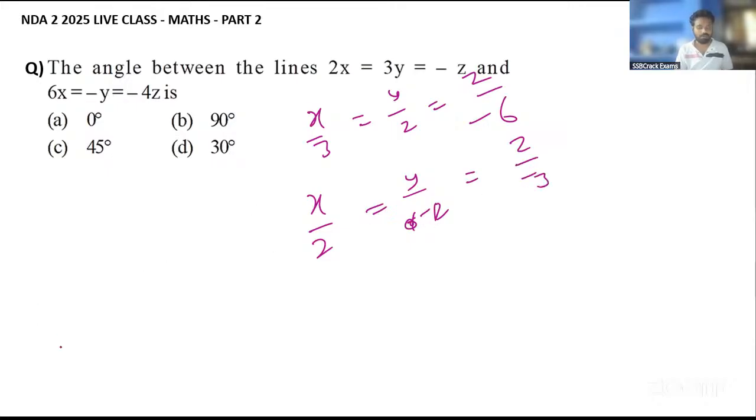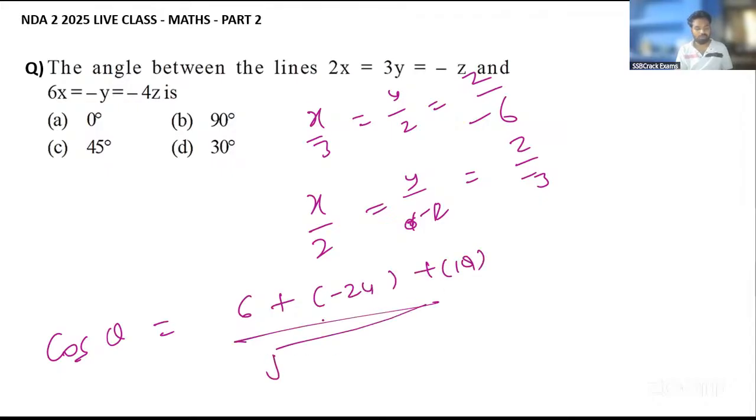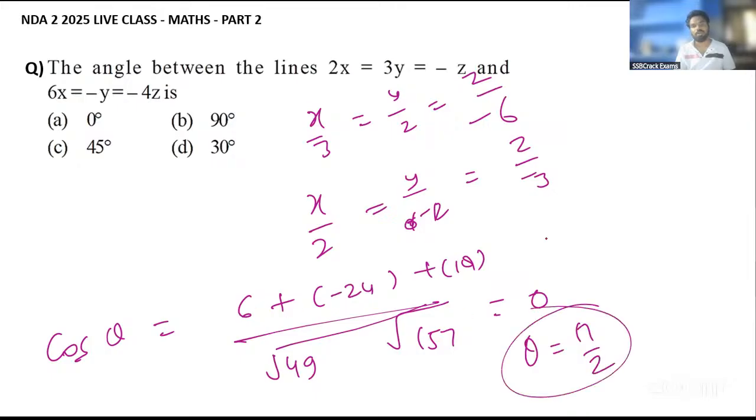Then cos theta will be 3 times 2 is 6, plus 2 minus 24, 6 times 3 is 18, upon root of 3 square, 2 square, 6 square, it is 49. And next it is 2 square, 12 square, 3 square, 144, 144, 9, 162 plus 157. Okay, so you can simplify, it is coming out to be 0. Cos theta is 0, it means theta is equal to pi by 2. Pi by 2 means 90 degrees.